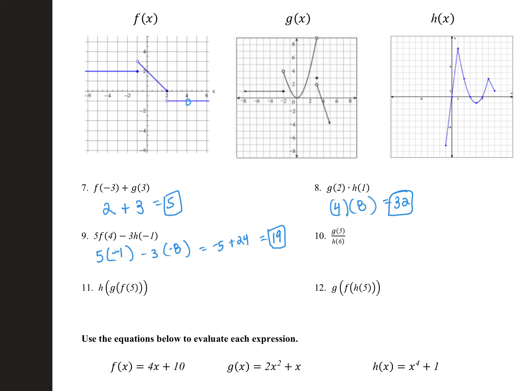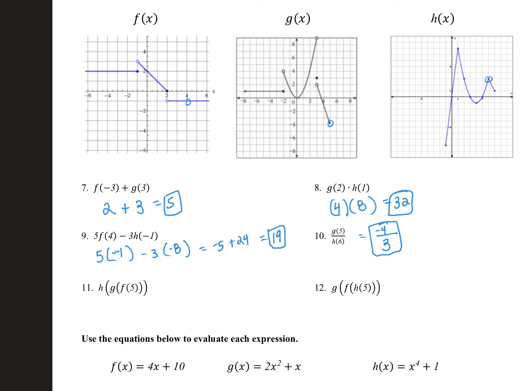Number 10, g of 5. So I'll go to our middle function g. X is 5, we get out a y value of -4. H of 6. So our third function, when x is 6, we get out a y value of 3. So we have -4/3. And if that fraction can be reduced, guys, make sure you reduce it.